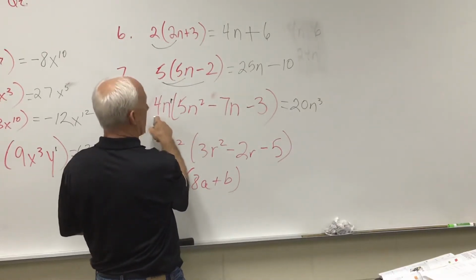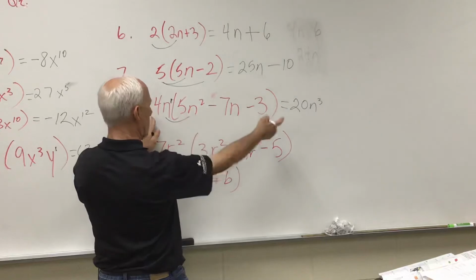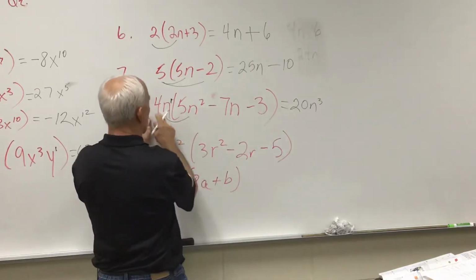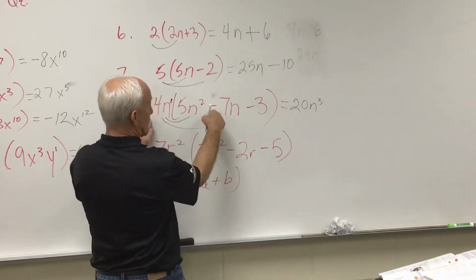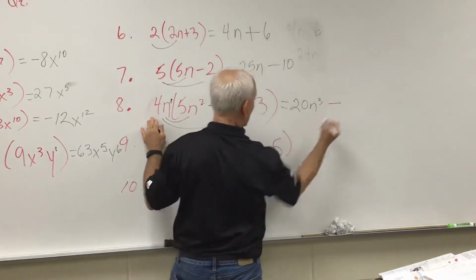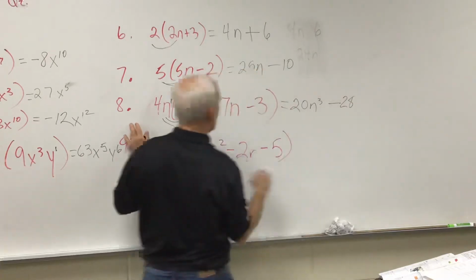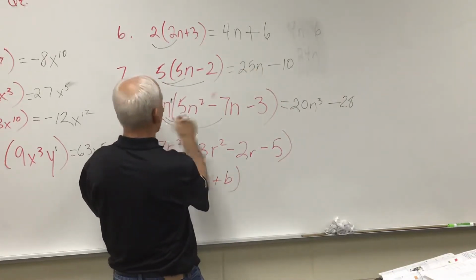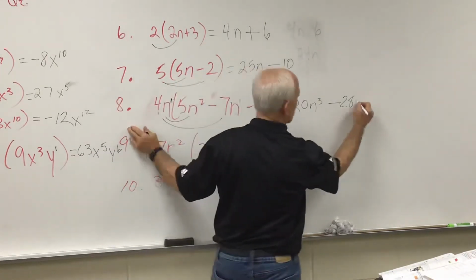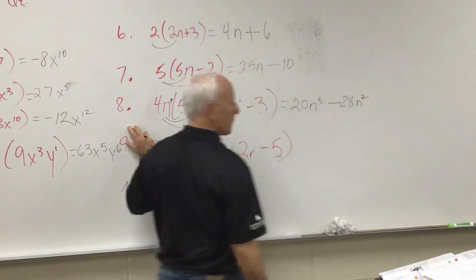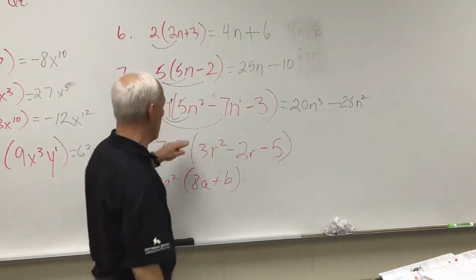Now let's go to the second part. Are we done the first part? 20n to the cubed? Okay. Now, minus what goes here? Thank you. Okay, 4 times 7 is 28, and n1 times n1 is n what? Beautiful, you did it correctly that time, didn't you?